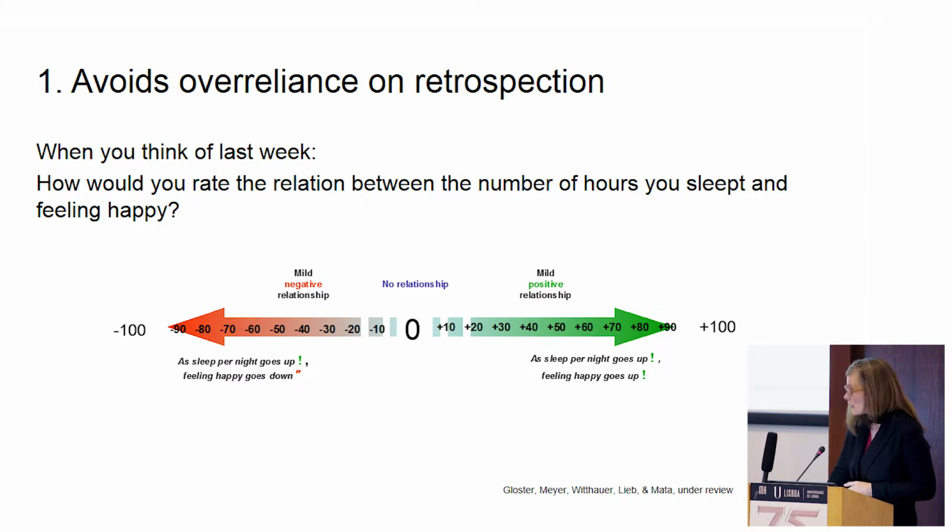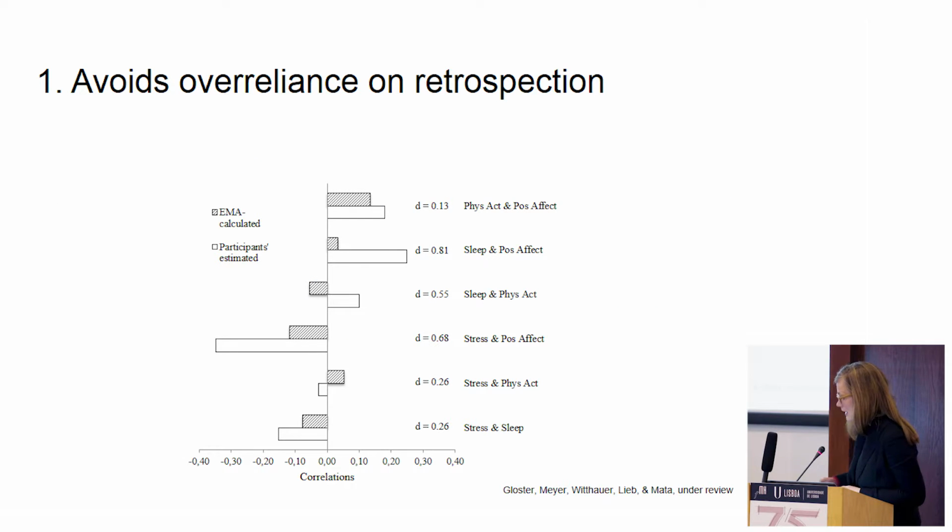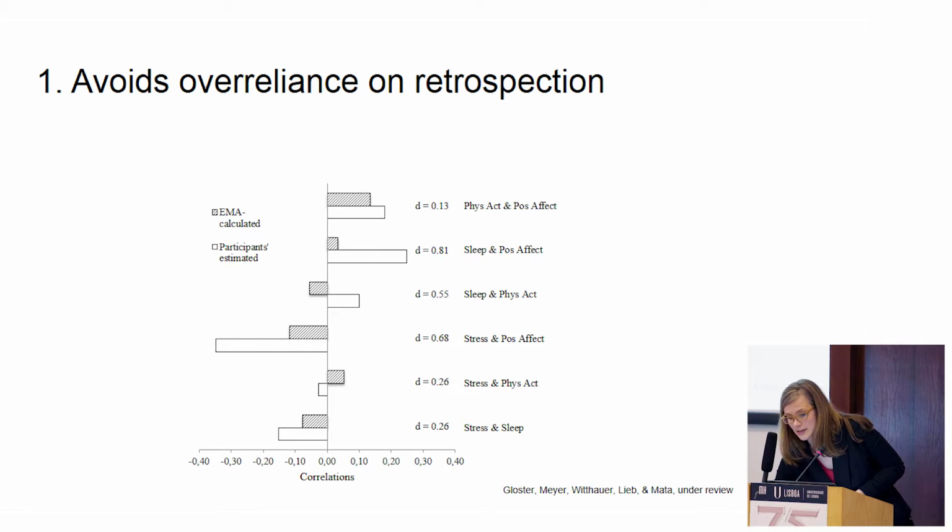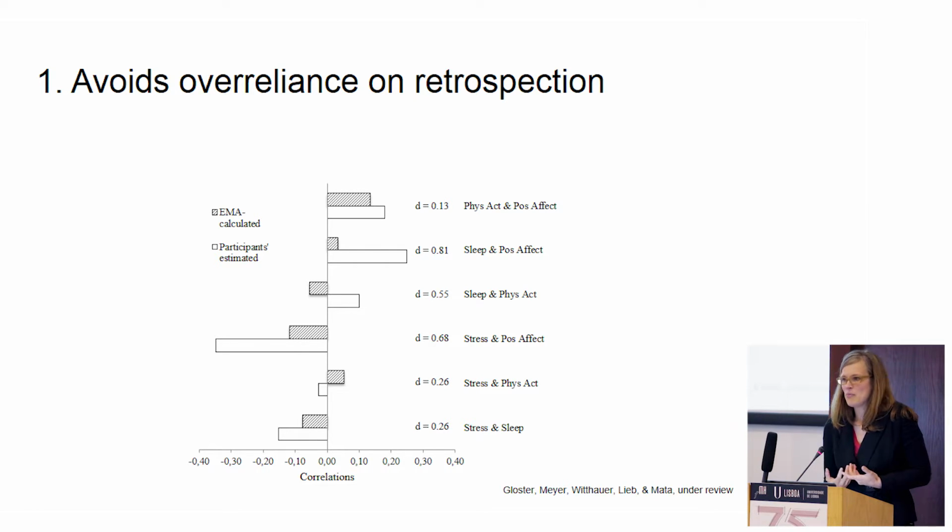And what I'll show you is the following. Here you can see the correlation between physical activity and positive affect. This is if you calculate it based on the ecological momentary assessment data, and this is what they reported they thought this correlation is. What you can see, in general, is the match is not very good. Basically, if you analyze it statistically, you find maybe one association where you would say, okay, here they're not totally off.